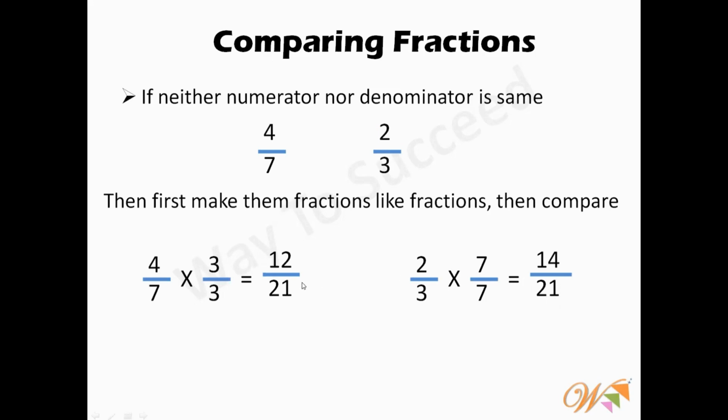Now let's compare them. I have two like fractions, 12 by 21 and 14 by 21. So which one is bigger? 14 out of 21 is bigger than 12 out of 21. So when the denominators are same, just compare the numerators. 14 is bigger than 12. So 14 out of 21 is bigger than 12 out of 21. So remember, when numerator and denominators are not same, make them like fractions, then compare them.